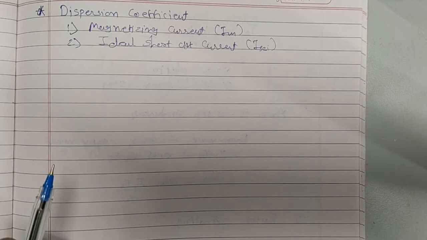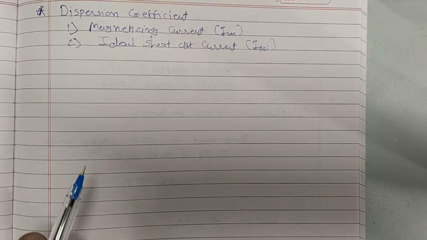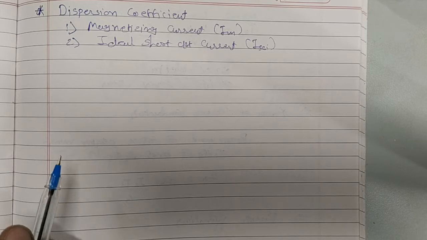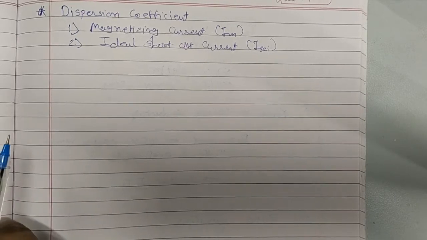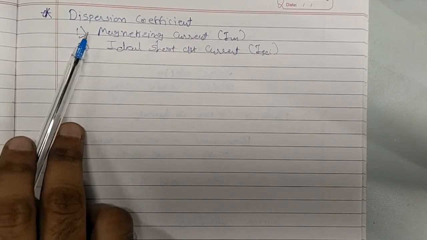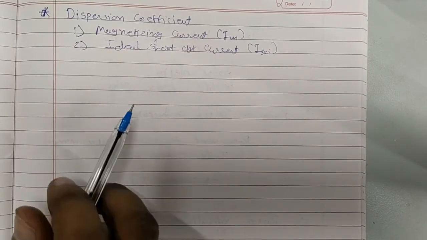If the ideal short circuit current of a machine is large, it means that its leakage reactance is smaller, and a large value of short circuit current shows that the power factor is good. So this is the relation of magnetizing current and power factor, and ideal short circuit current and power factor.